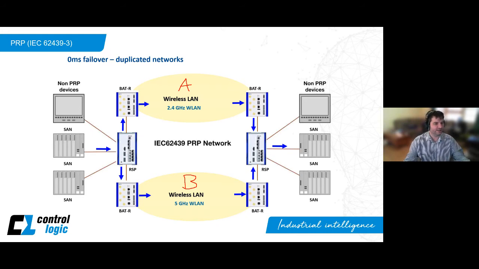And this is an early drawing. We actually have a device which supports 2 radios and PRP. So you could just have 2 wireless networks.